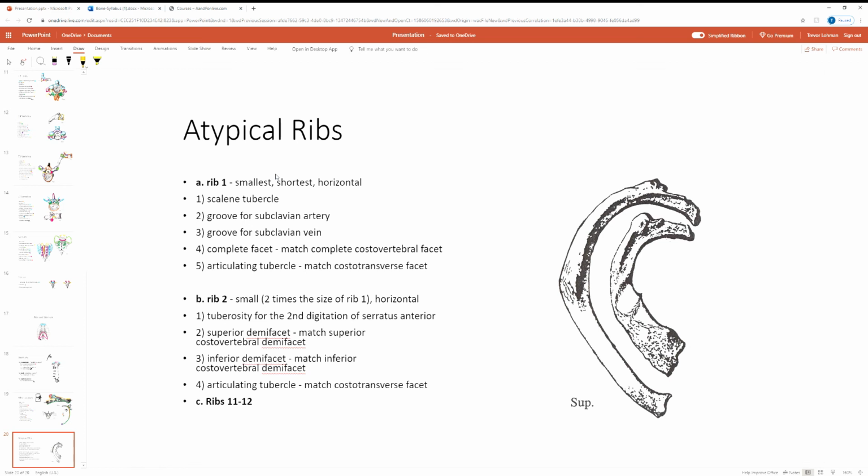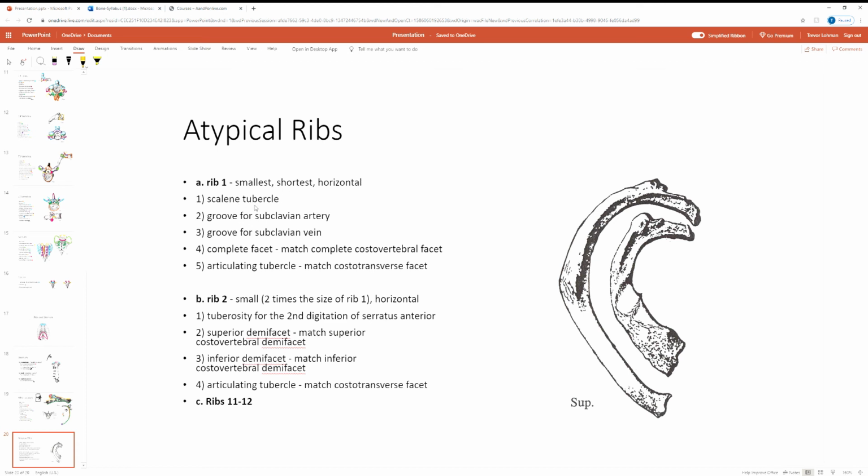If I ever had the opportunity to see you guys in lab when all this quarantine stuff is over, I can show you, and it's pretty sensitive. A lot of us don't have the best posture, myself included, and so our scalenes kind of pull up on that rib and it gets all inflamed. But the point is, it's the smallest, the shortest, and is horizontal.